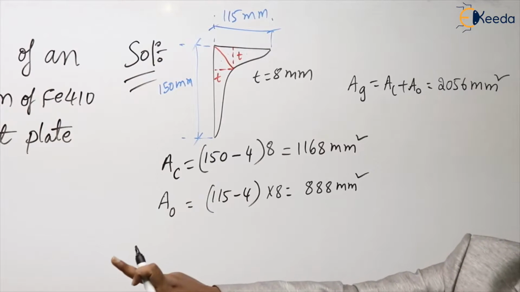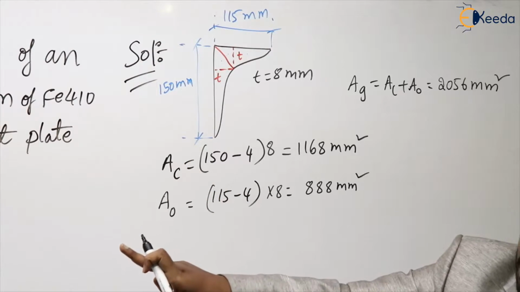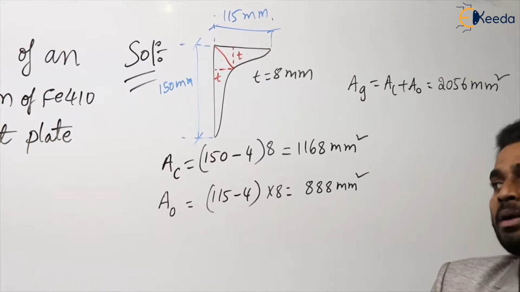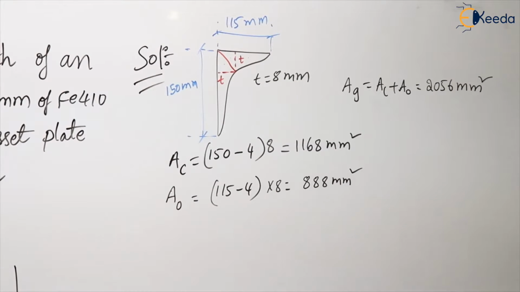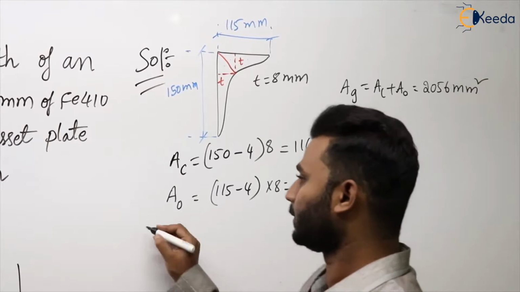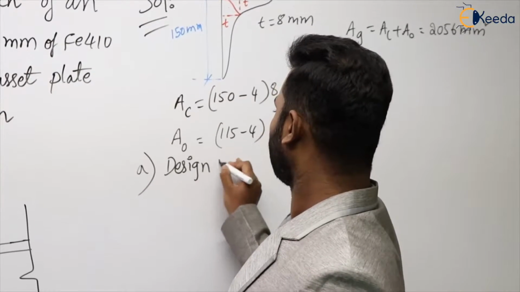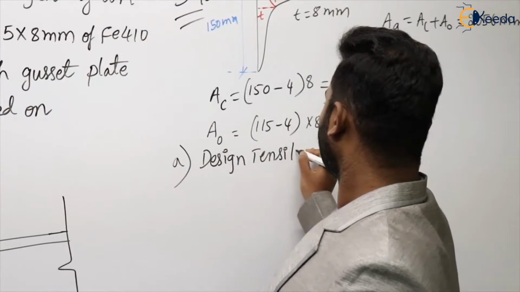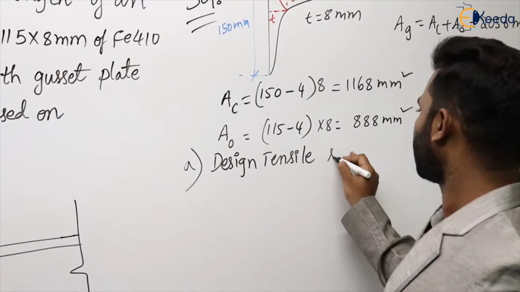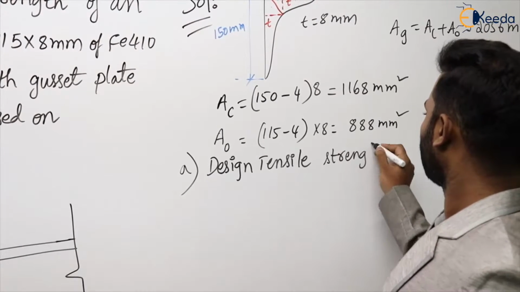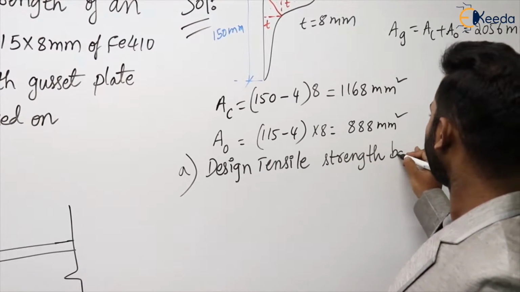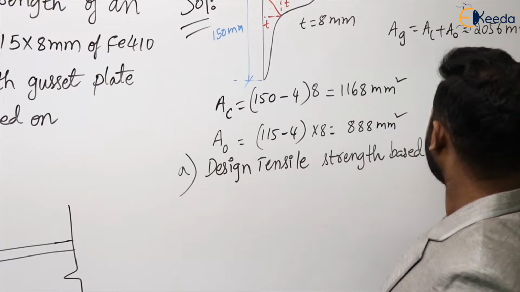Now, first let us calculate the design tensile strength based on cross sectional yielding, and then we calculate based on net section rupture. First, the design tensile strength based on cross section yielding.